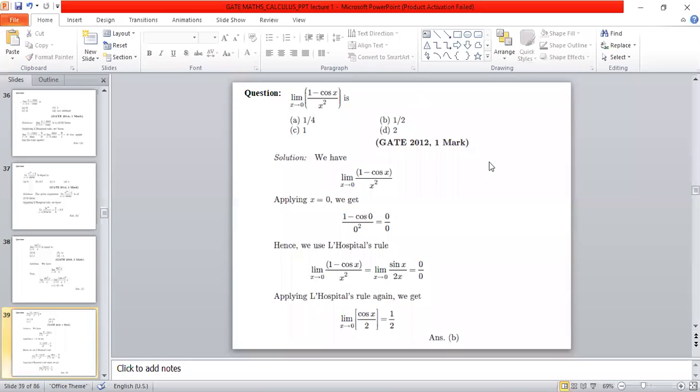So applying L'Hospital, the derivative of the numerator, that is, the derivative of cos is minus sin. So minus minus plus, sin x upon 2x, again 0 by 0. Again applying the derivative by L'Hospital, we get cos x upon 2, and cos 0 is 1. So it is 1 by 2.